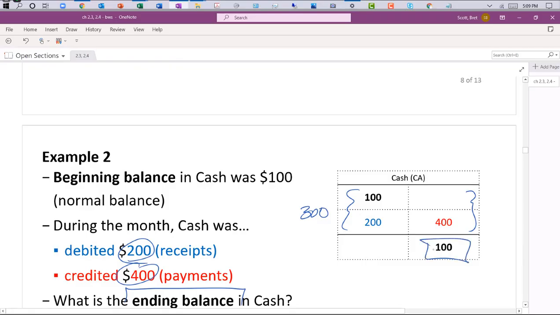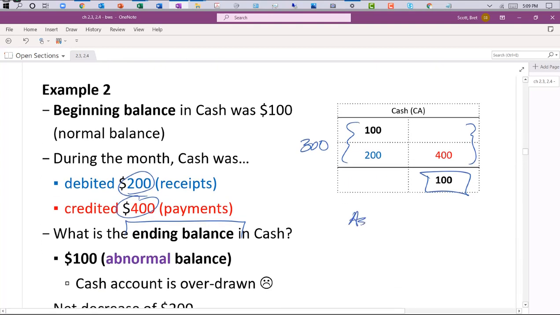Now the question comes down to, well, that's the balance. Is that 100 normal or abnormal? Here's what you need to remember. Assets increase with debit. Therefore, assets have a normal debit balance. We expect to see a debit balance. Do we in this case?